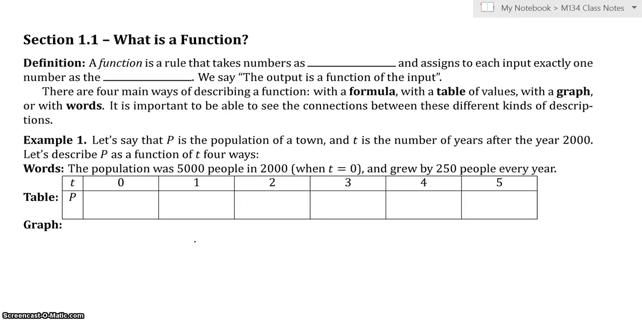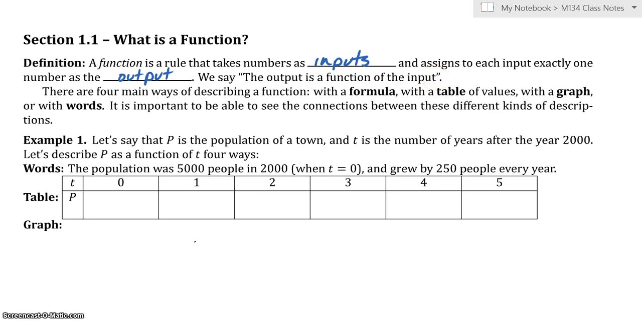What is a function? Do you know? Well, that's what we're going to talk about in section 1.1. Let's start with the definition. A function, it says here, is a rule that takes numbers as inputs and assigns each input to exactly one number as the output. We say the output is a function of the input.